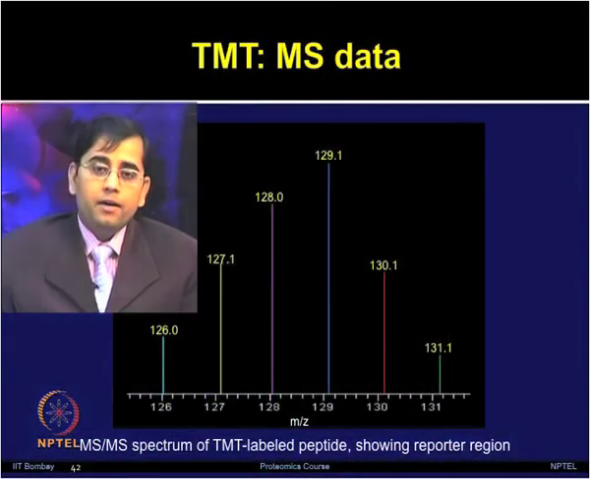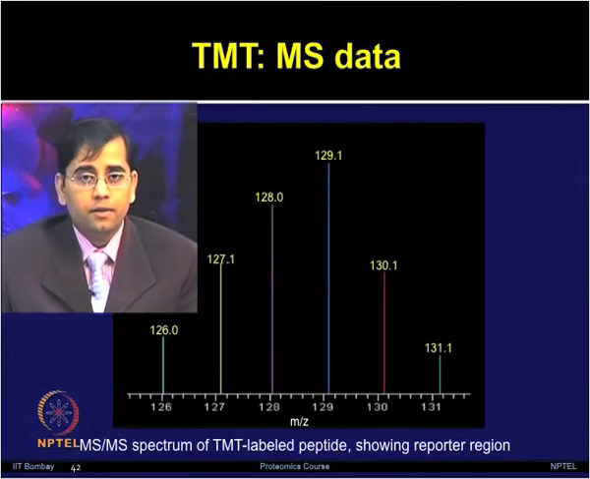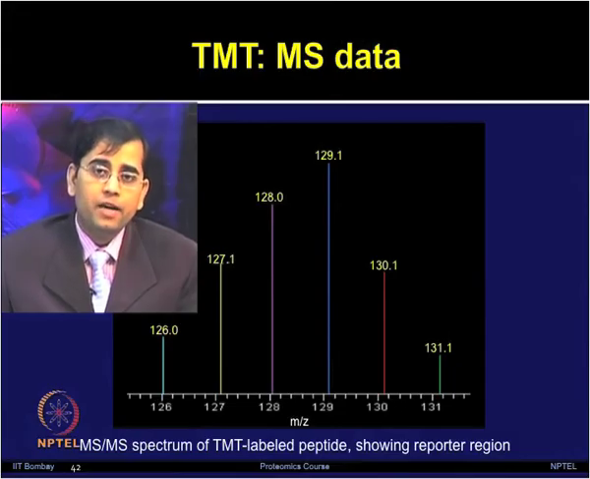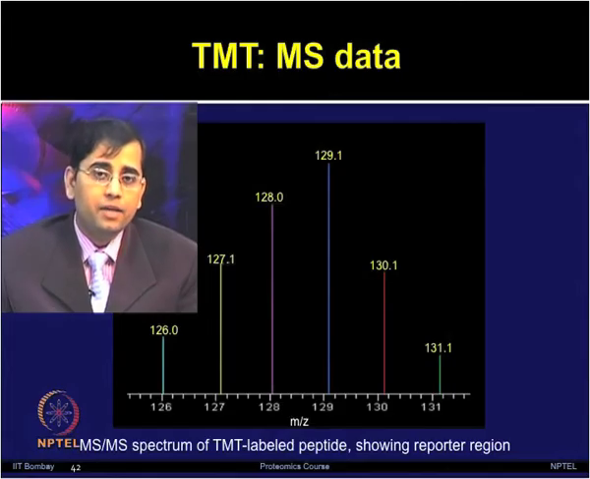I am showing you one representative MS-MS spectrum of a TMT labeled peptide, which is showing a reporter region. The relative abundance of target protein or peptide fragment in 6 different samples can be easily measured by comparing these signature mass peaks, which are generated by the different mass tags.